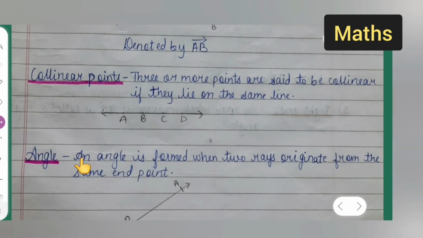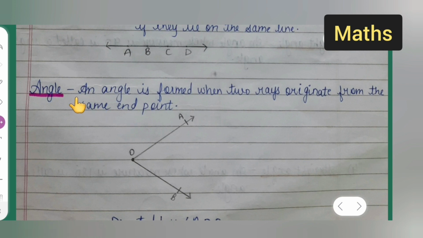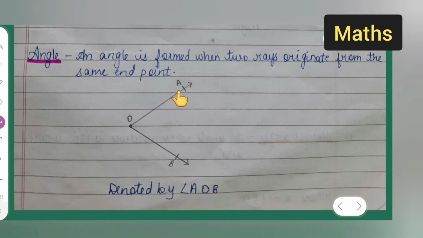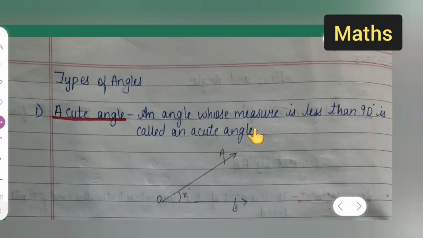Next, moving towards the angle. Let us see the angle. An angle is formed when two rays originate from the same end point. So this is an angle. Here one ray is there, here one ray is there, and they originate from the same end point. The end point is the same. You all can take down this. It is denoted by angle AOB.